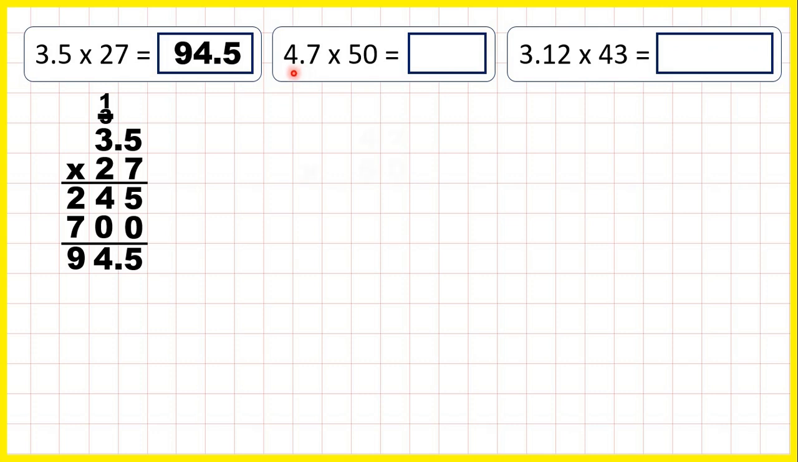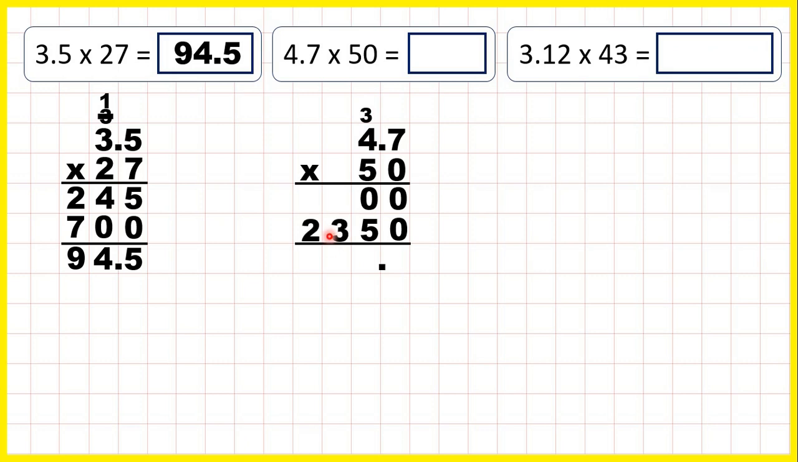Now we have 4.7 times 50. Again, we need to remember to copy the decimal point down into our answer. 7 times 0 is 0, 4 times 0 is 0. Now we need a 0 as the last digit of our second answer line. 7 times 5 is 35, so 5. 4 times 5 is 20, plus 3 is 23.